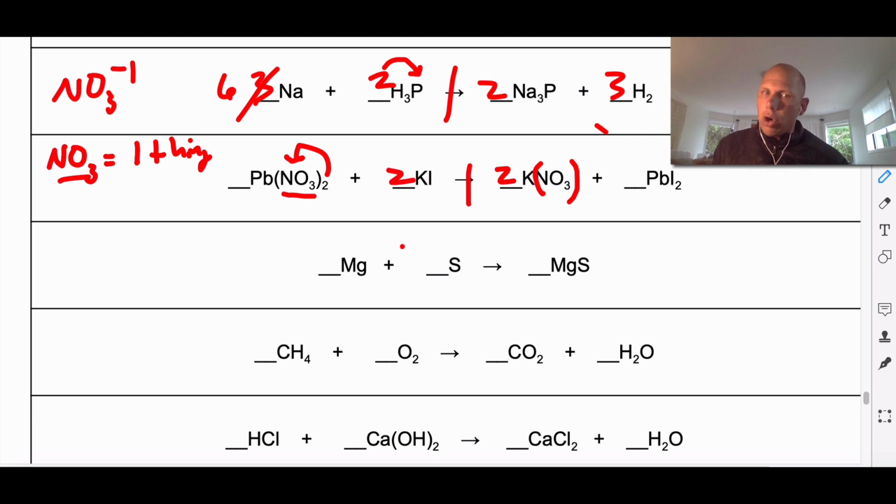So now let's start over. How many Pb's here? 1. How many Pb's here? 1. How many NO3s here? 2. How many NO3s here? 2. How many K's here? 2. How many K's here? 2. How many I's here? 2. How many I's here? 2.